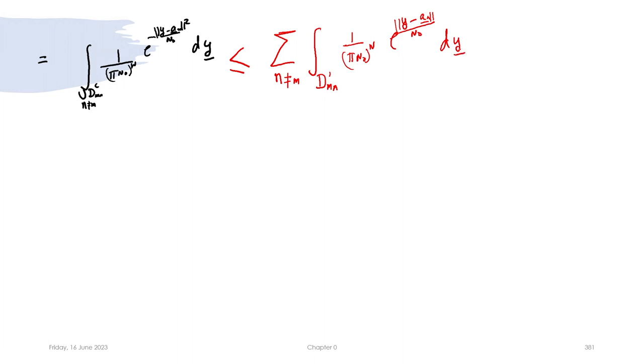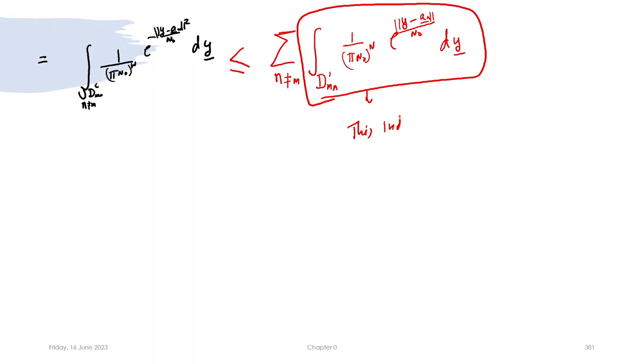So, from the basic axioms of probability, this is less than or equal to the summation. This is a union of events, whose probability will necessarily be less than or equal to the summation over all these events, for n not equal to m, of the integral of the complement, n naught to the power n power y minus n naught dy.